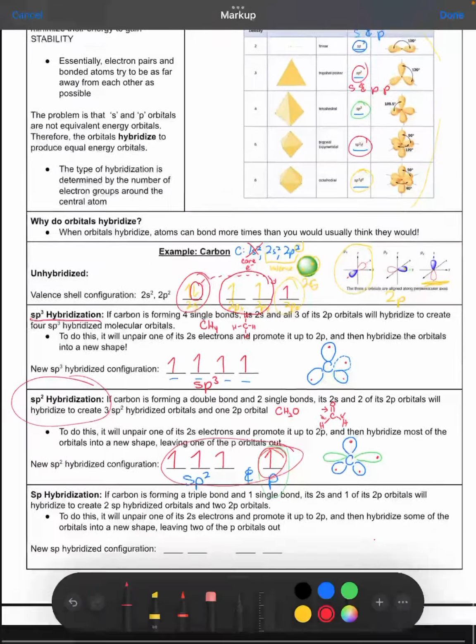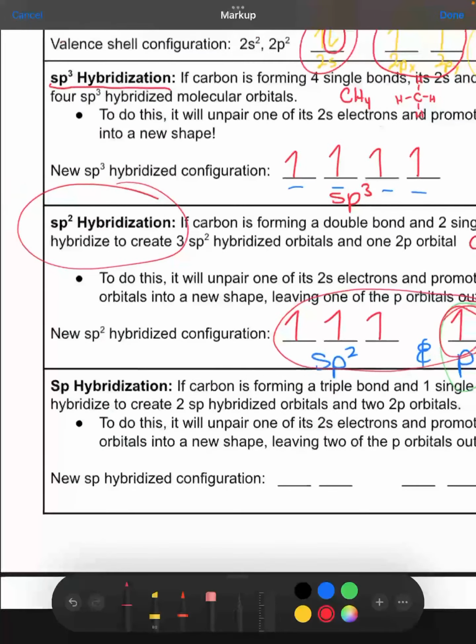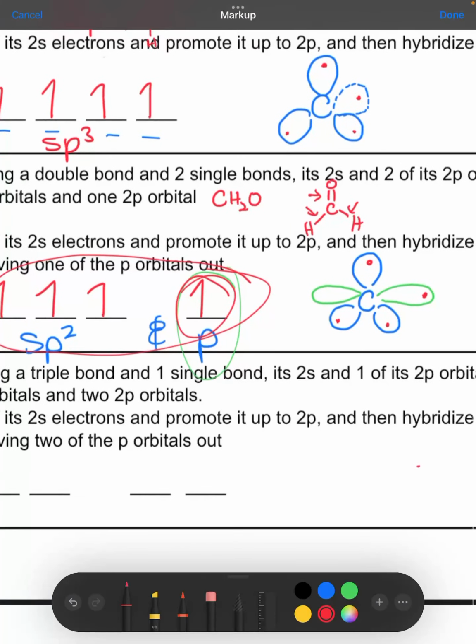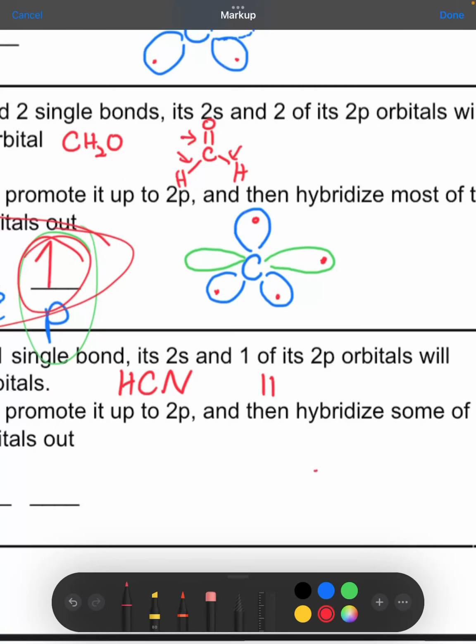Okay. Last but not least, we have sp hybridization. So that's the last one here at the bottom. And in that situation, carbon is forming a triple bond and 1 single bond. All right, so an example of a molecule where carbon would be hybridized like that would be the molecule HCN, which looks like this. All right, so we can see that carbon is going to form that triple bond over here with nitrogen and a single bond with that hydrogen.